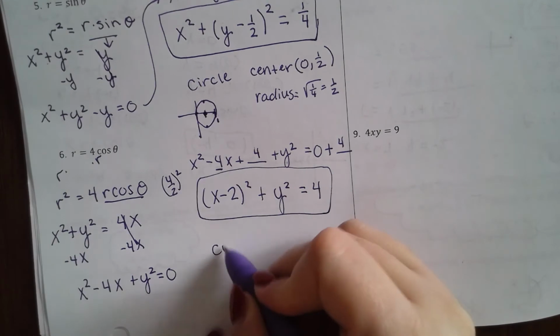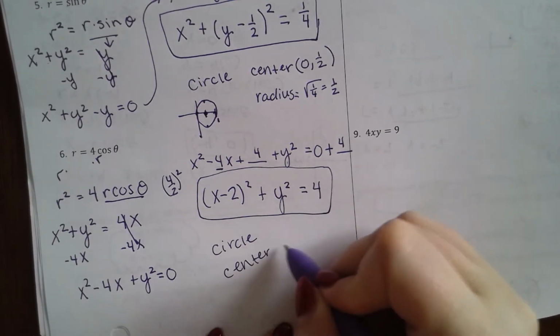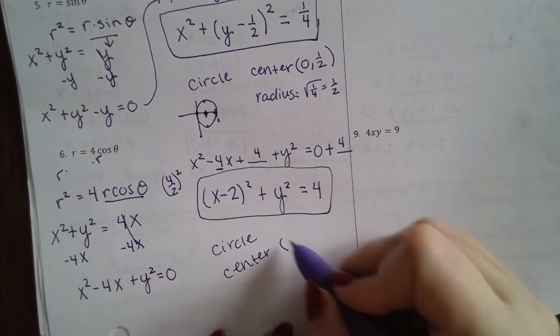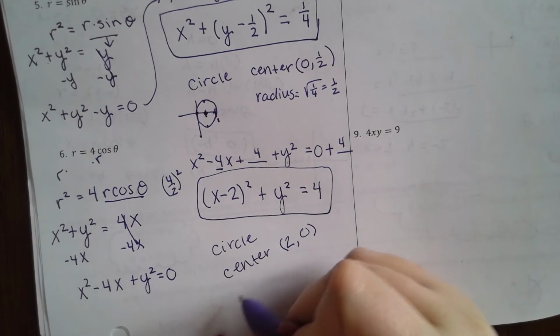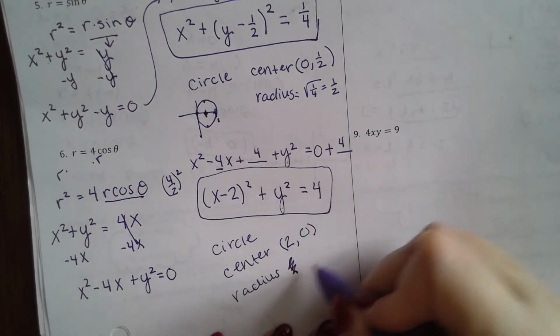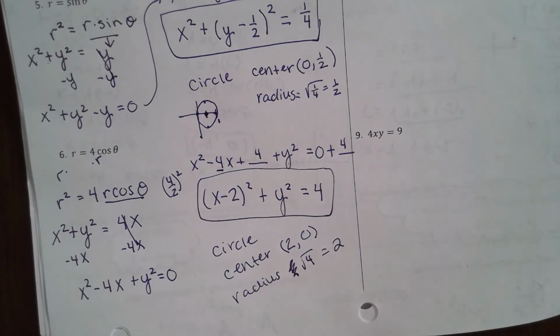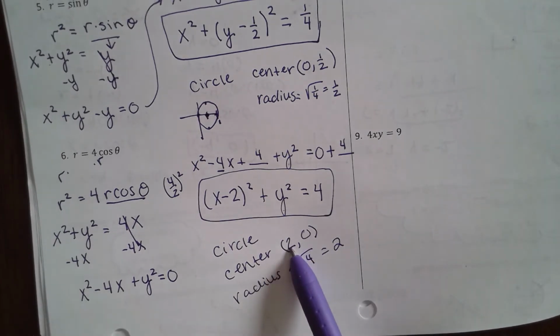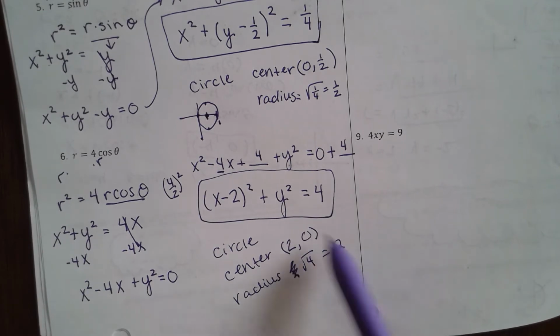So once again, this would be a circle with a center at the opposite of negative 2, which is positive 2. There's nothing with the y. And the radius is the square root of 4, which is 2. So once again, I would go 2, up or down 0, has a radius of 2, we have our circle.